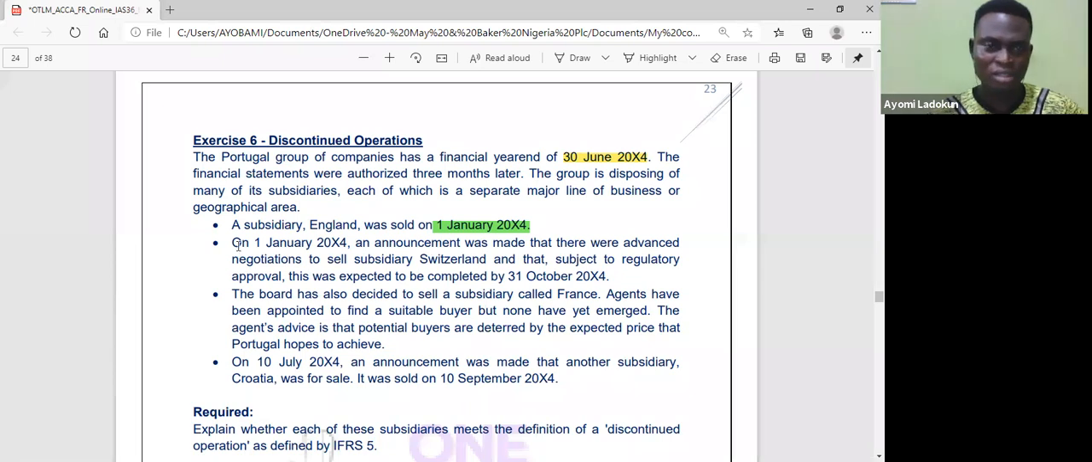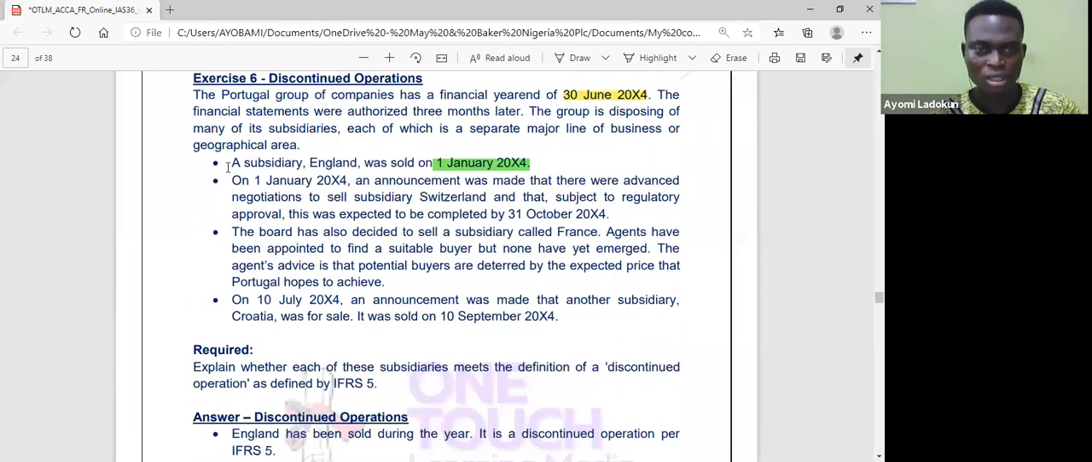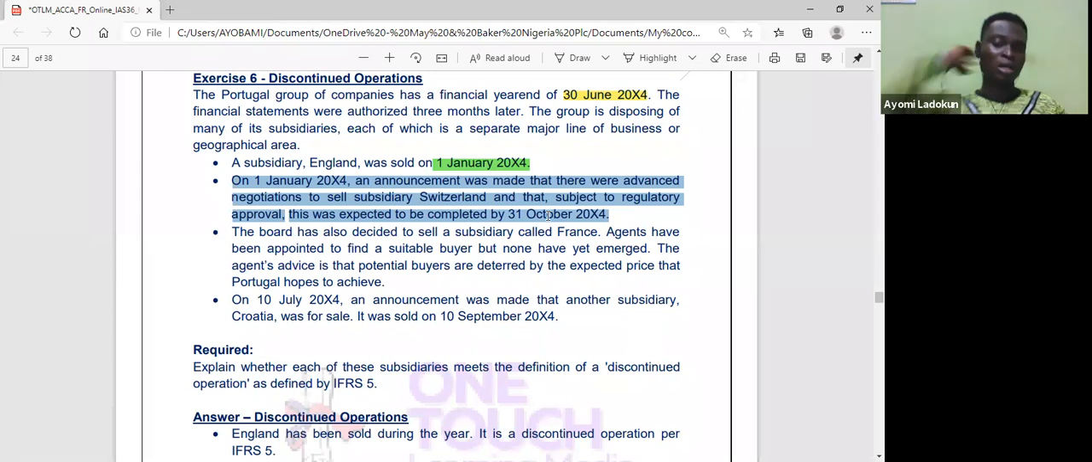Next one: on 1st January 20x4, an announcement was made that there was advanced negotiation to sell subsidiary Switzerland, and subject to regulatory approval, this is expected to occur by 31st October 20x4. So during the year, there was an announcement that I needed to sell Switzerland. There were advanced negotiations. That means they found a buyer, they have agreed on the price and all of that. All we're waiting for is regulatory approval, and we have to sell it by October.